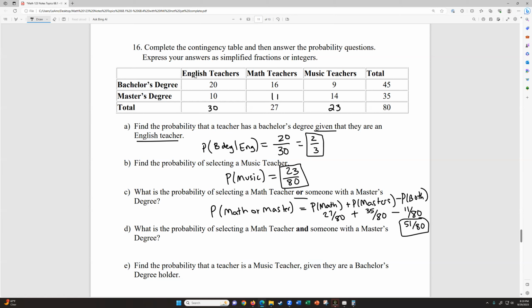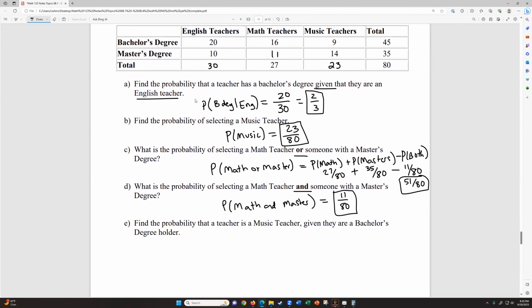So what is the probability of selecting math teacher and someone with a master's degree? So we already figured that out. Math and masters was that overlap part. That's the people who had both. That was the 11, out of 80. So we already did that part as part of the last formula. So that does not reduce either.